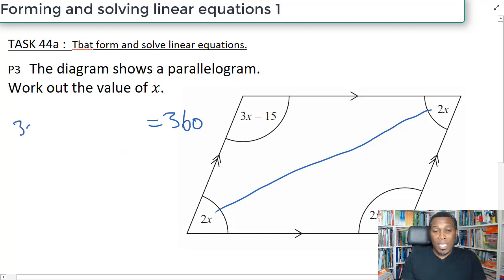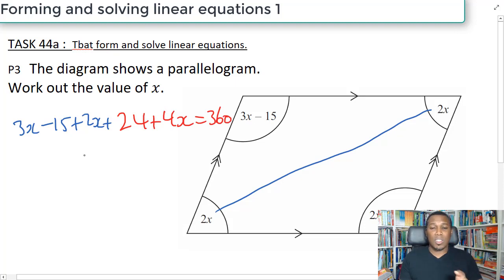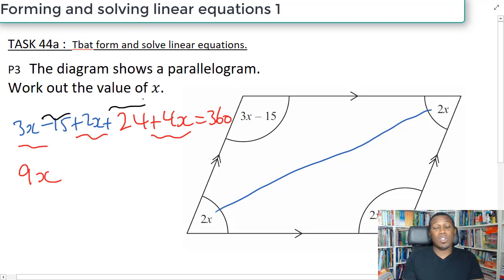So 3x take away 15 plus 2x plus 24 plus 24 plus 2x, and 2x is 4x. When we add up all those x's and the numbers, we should get 360 degrees. 3x plus 2x is 5x, 5x and 4x is 9x. In terms of the numbers, minus 15 plus 24. 24 take away 15 would give me 9. Are there any other numbers? No. So I get a positive 9, and that will give you 360 degrees.